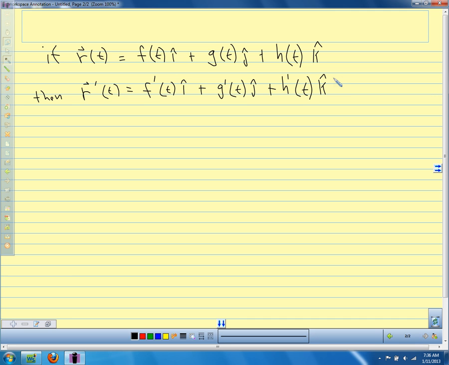So taking the derivative of a vector valued function is taking the derivative of the component functions. Now, because we're dealing with vectors, the properties of the derivative have some interesting differences from our properties of derivatives with real valued functions. And we can also talk about dot products and cross products.